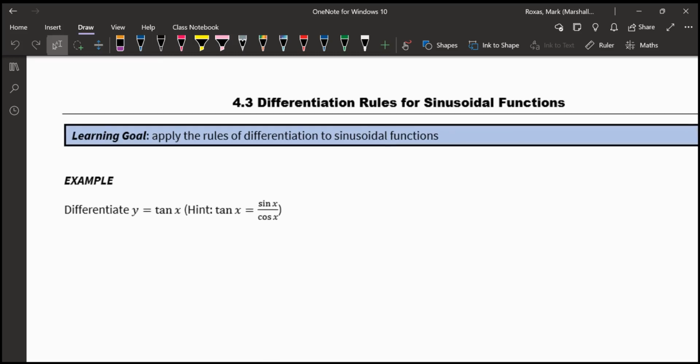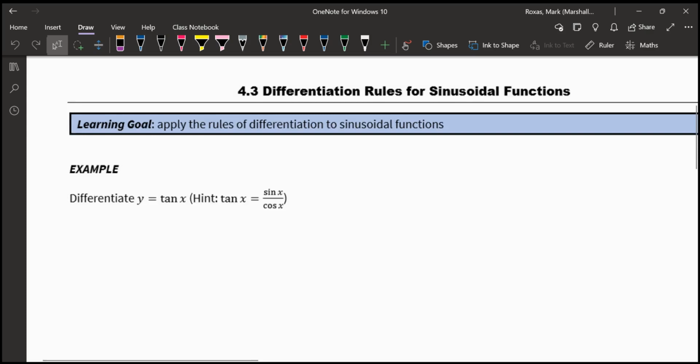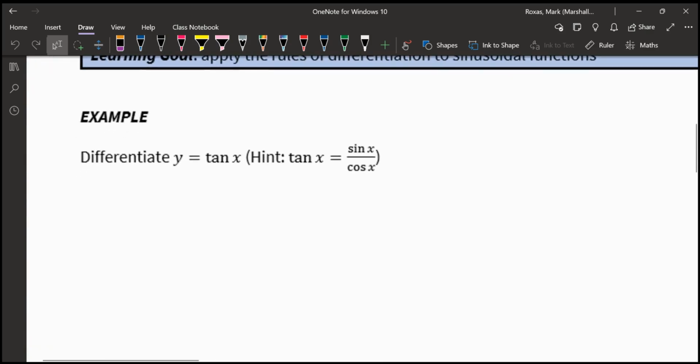Okay, 4.3, differentiation rules for sinusoidal functions. Let's start off with the example, differentiating y equals tangent of x. And I gave this problem to you at the end of the last lesson to see if you can determine the derivative yourselves. But here, let's take it up.